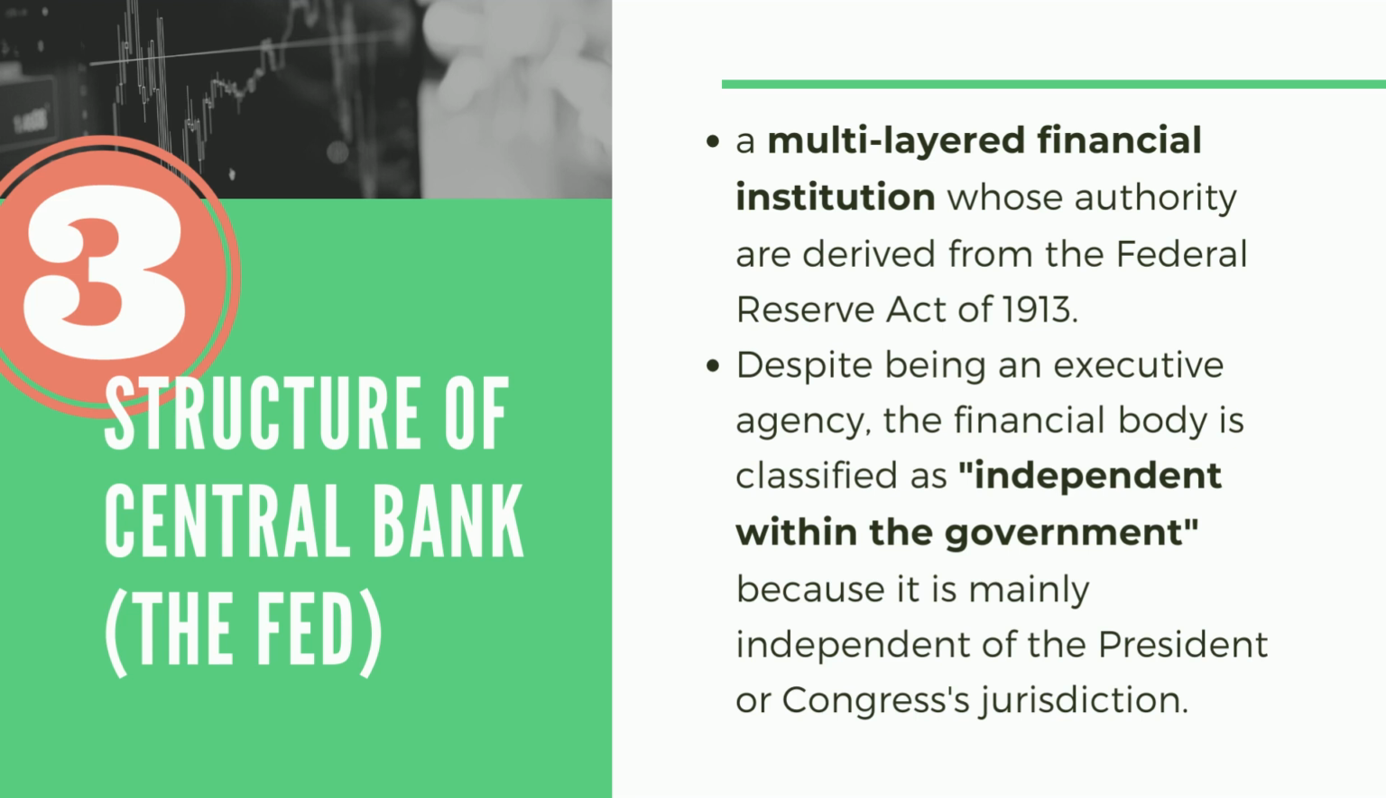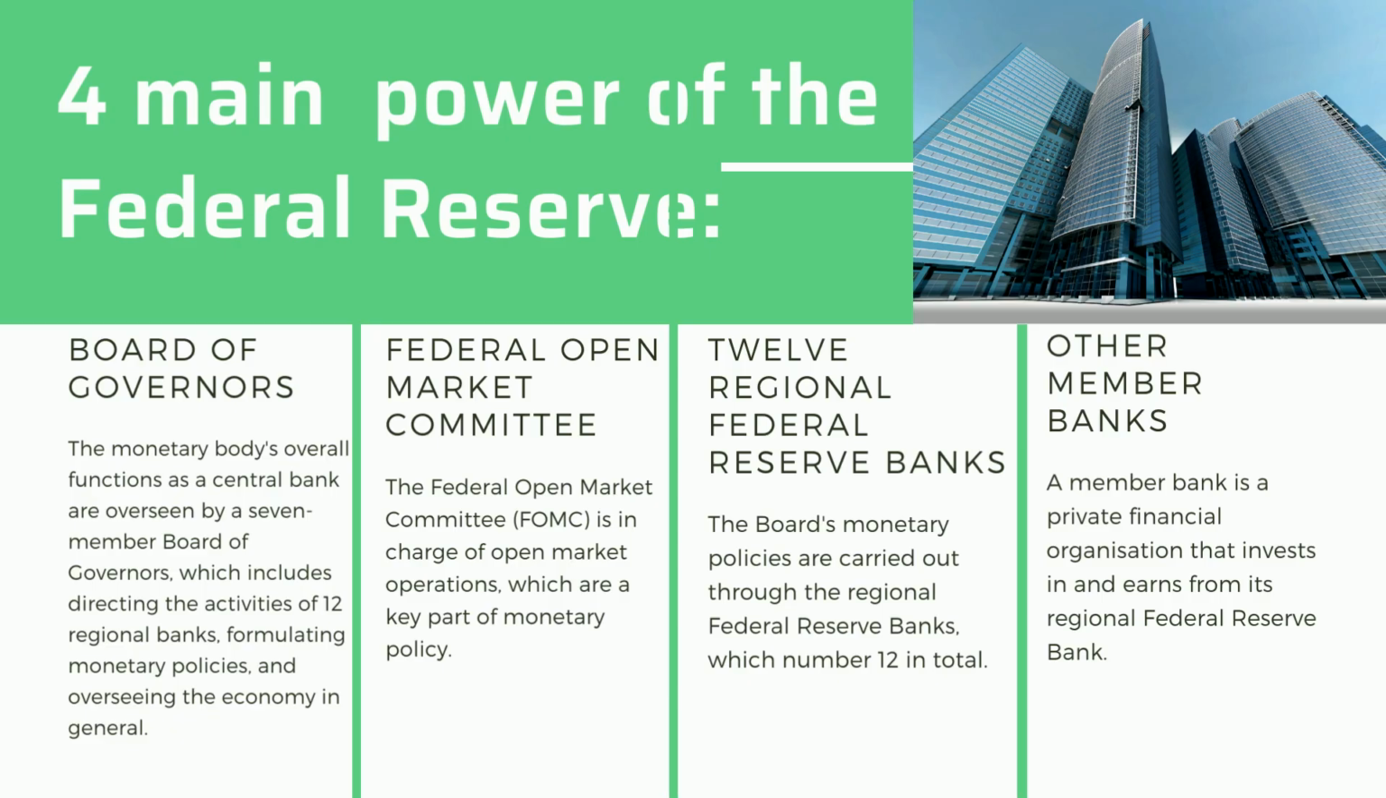The third subtopic that will be discussed is the structure of the central bank, or the Fed. The Federal Reserve is a multi-layered financial system whose authority and ethos are derived from the Federal Reserve Act of 1913. Despite being an executive agency, the financial body is classified as independent within the government because it is mainly independent of the president's or Congress's jurisdictions. The following are the four main powers of the Federal Reserve.